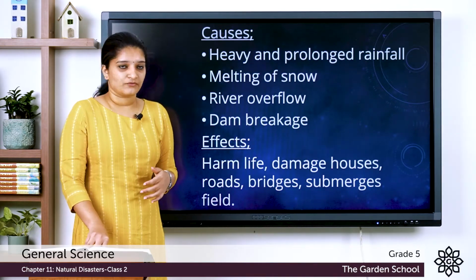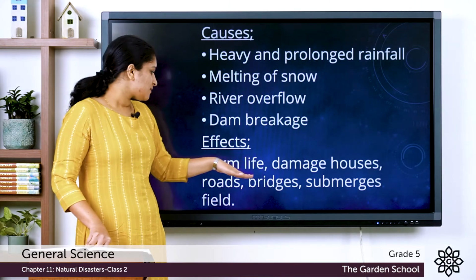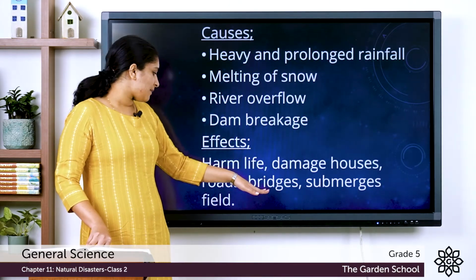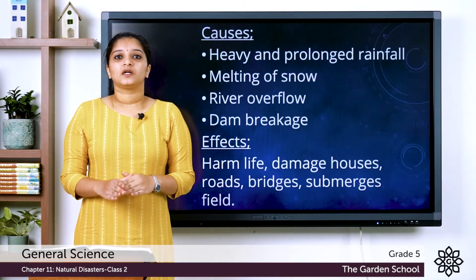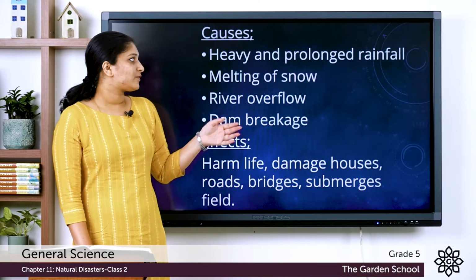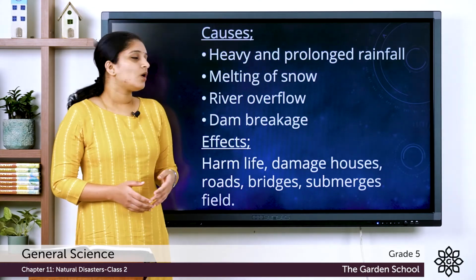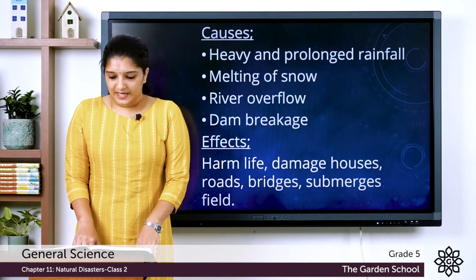Let's see the effects of flood. The effects include: they harm life, they damage houses, roads, bridges, and submerge fields, etc. So, a flood is the overflow of water in a land that is usually dry, and the causes are heavy and prolonged rainfall, melting of snow, river overflow, etc. And it usually occurs in the rainy season.